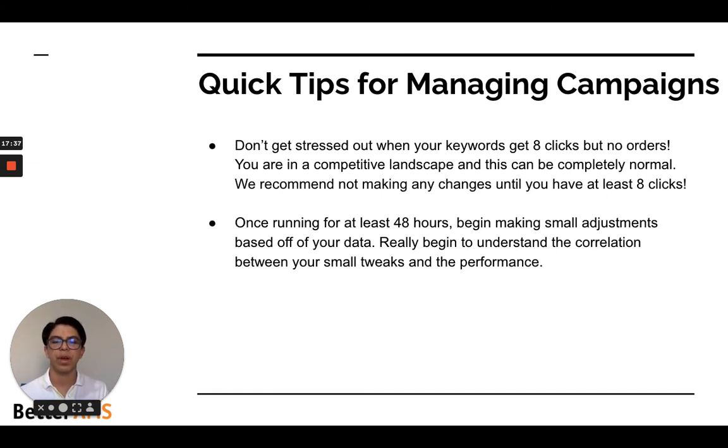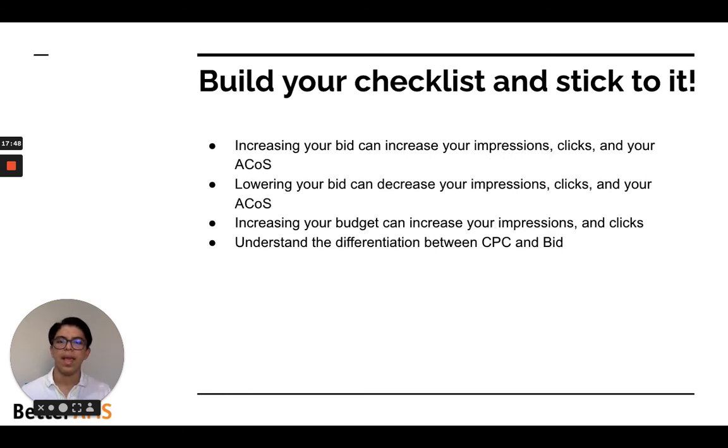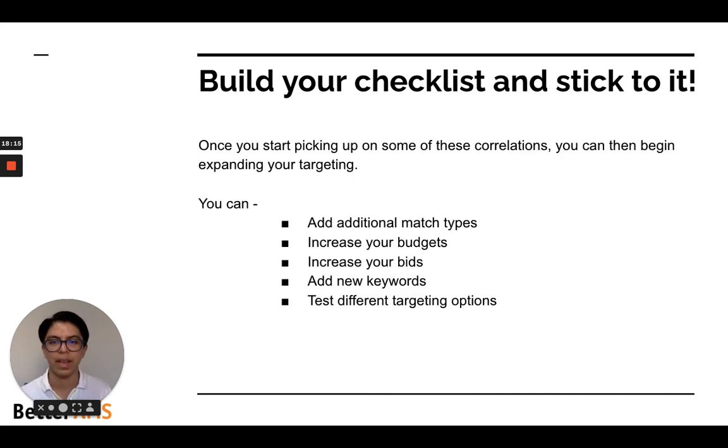Once you're running for at least 48 hours, begin making small adjustments based off your data. Really begin to understand the correlation between your small tweaks and the performance. And build your checklist and stick to it. Increase your bid if you are getting good impressions. Depending on your ACOS, lowering your bid can decrease your impressions, clicks, and your ACOS. Increase your budget, and you can increase impressions and clicks, and understand the difference between cost per click and bid. And based off these, start making changes week over week so that you can see better performance time to time with your advertising. Okay.